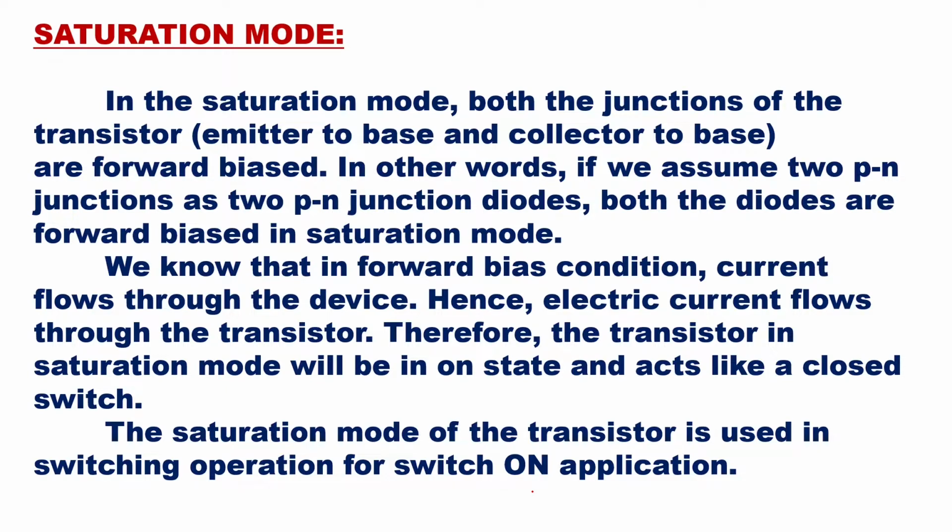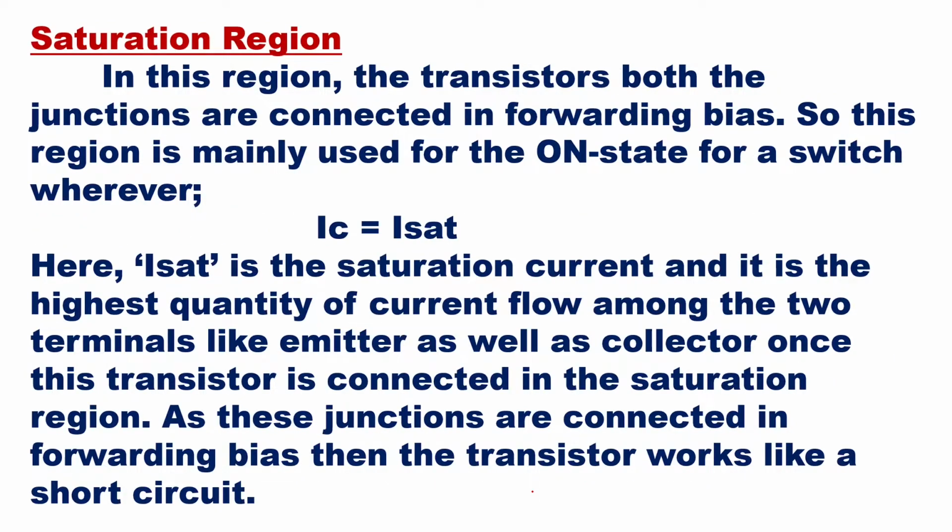So this is entirely different from what we have seen in cutoff mode. In cutoff mode, it was off state and open switch. So in saturation now we are speaking of on state and closed switch. The saturation mode of the transistor is used in switching operation for switch on application. Then we'll go to see the theory part of saturation region. Again, in this region, both the junctions of the transistor are connected in forward bias. So this region is mainly used for the on state for a switch, where the collector current IC is equal to the saturation current ISAT. So it will reach the saturation point.